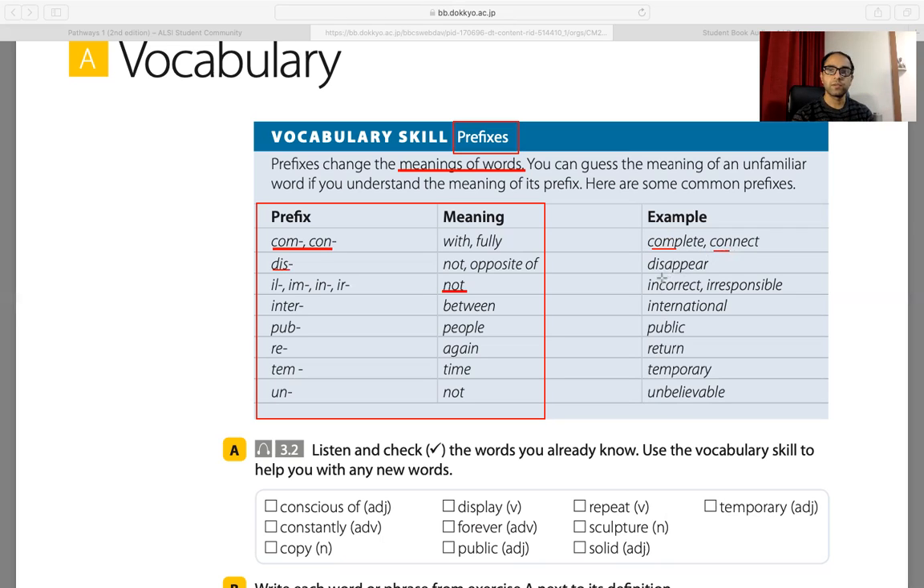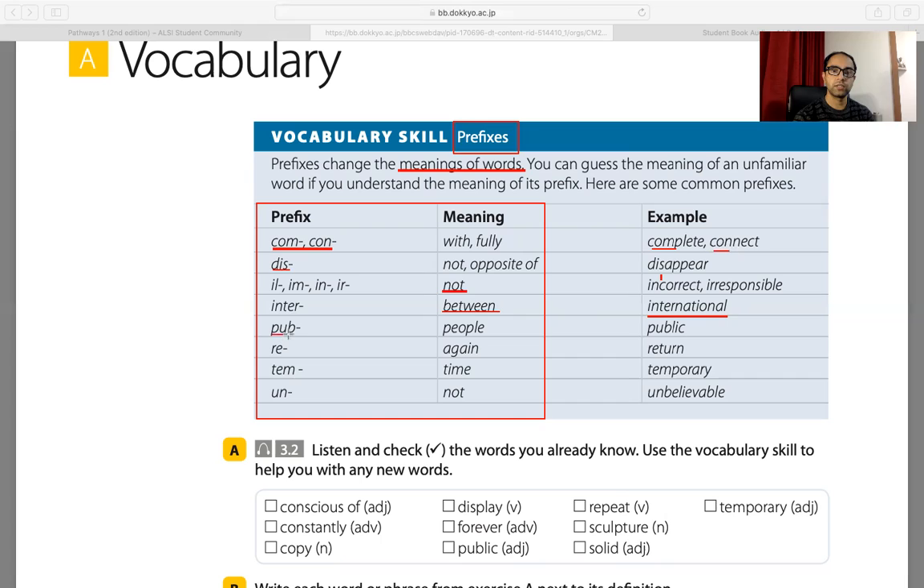Connect is also to make a connection, to make it full. And dis, for example, disappear. Some others are incorrect, irresponsible. So if you say only correct, that's true. If you have the in as a prefix, then incorrect has the negative meaning. Okay, inter means between. For example, international, or we can say interconnected. Something that is connected together is interconnected.